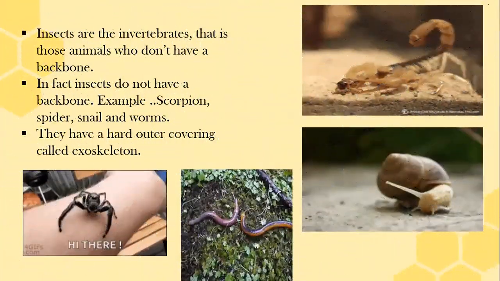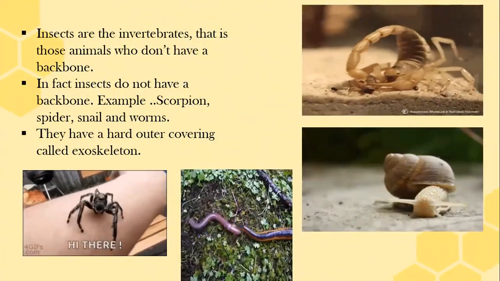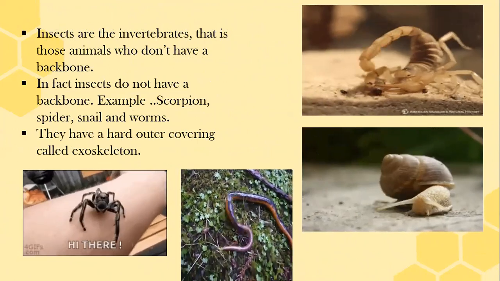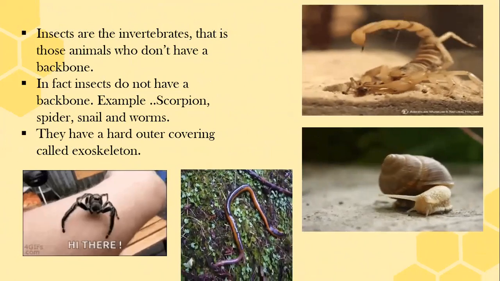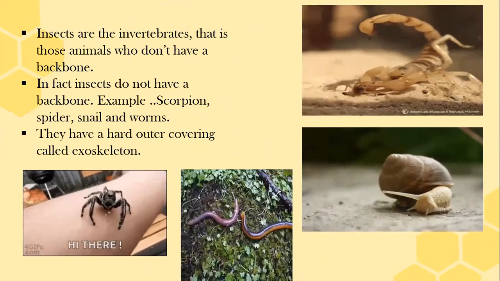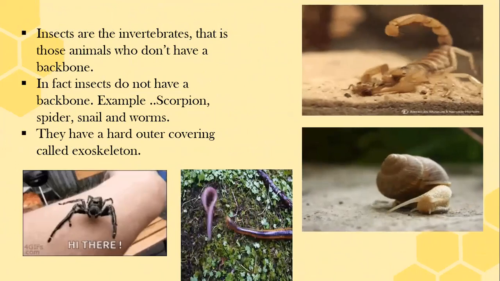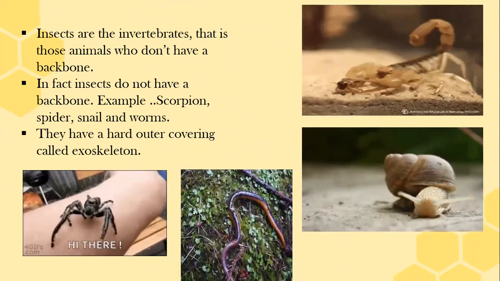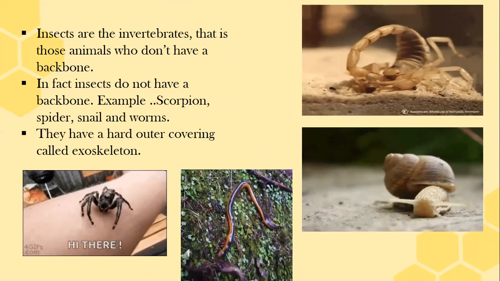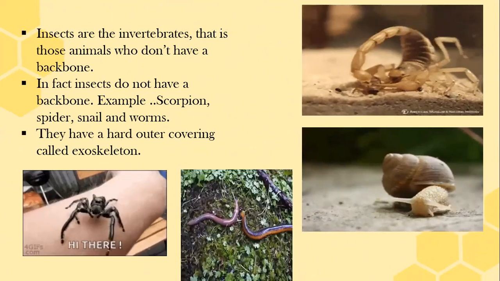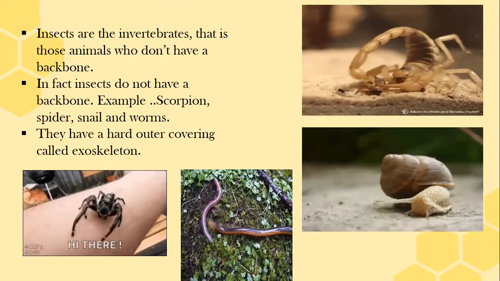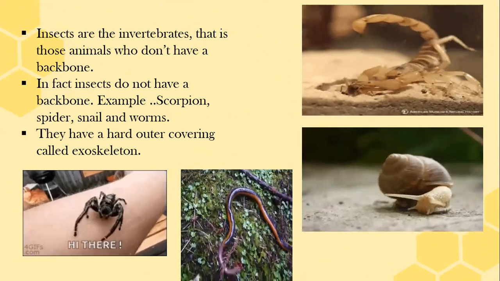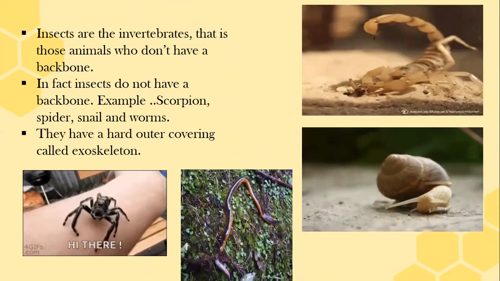You know, children, insects are the invertebrates. That is, those animals who don't have a backbone. Can you see the scorpion here? How it's bending itself. See, please look at the picture. Scorpion. How it is bending itself. You know why? How is it possible for the scorpion to bend completely 180-degree? It is because it doesn't have a backbone.